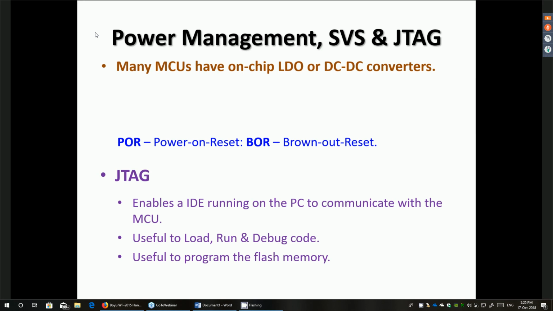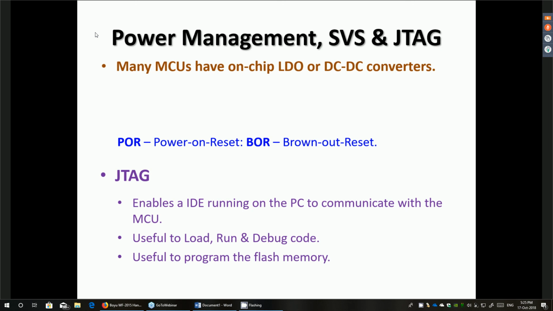Interestingly, I was giving a presentation in one college, and after the lecture was over, one student came to me and said, "Sir, you didn't talk anything about JTAG." I asked him, "Why didn't you ask this question when I was giving the lecture?" Then it dawned upon me that students should know at least what JTAG is.